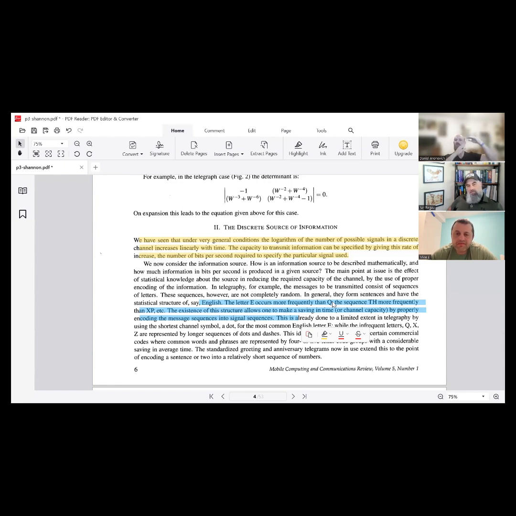Right. So he talks about the encoder, right? So he says like English is the messages, the sequences that we can send, and then there's an encoder that encodes them into signal, he calls it sequences.